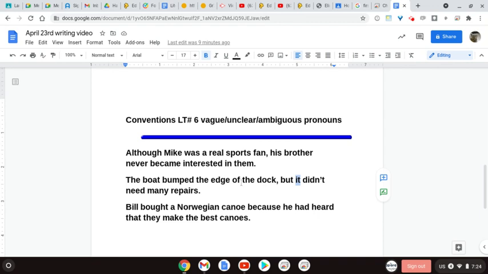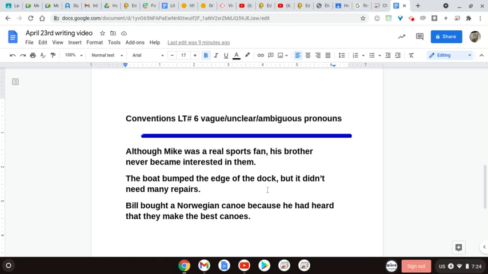And you don't know. So if we're the writer of the sentence, we have to determine, well, maybe it was the boat. So, but the boat didn't need many repairs, or but the dock didn't need any repairs. And then it's not confusing anymore. It could be either one of those areas. We can't assume it's dock, and we can't assume it's the boat.